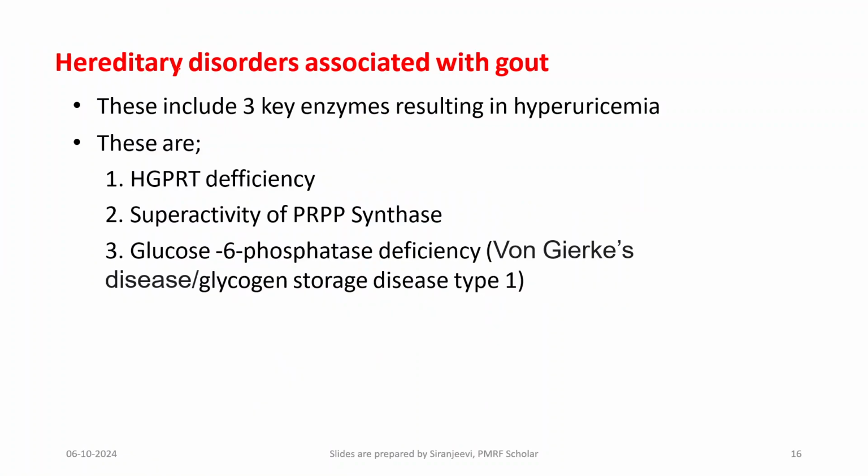The hereditary disorders associated with gout take place in three states. One results in HGPRT deficiency, that is, the salvage pathway of purine metabolism, as well as superactivity of PRPP synthase, and finally glucose 6-phosphatase deficiency, which is usually seen in von Gierke disease, or glycogen storage disease type 1.